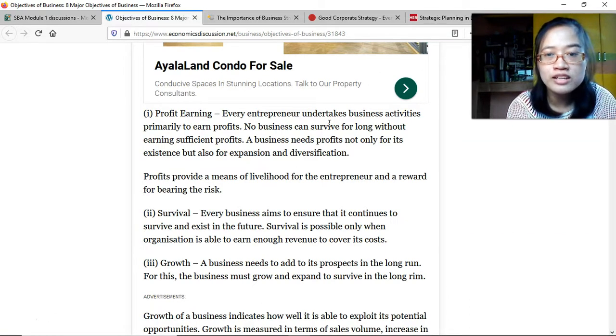Every entrepreneur undertakes business activities primarily to earn profits, and normally those profits are used either to expand or simply to continue operating. No business can survive for long without earning sufficient profits. A business needs profits not only for its existence but also for expansion and diversification.